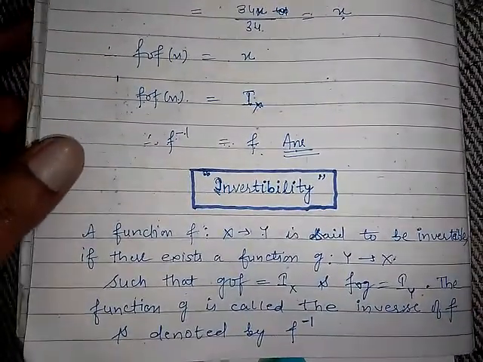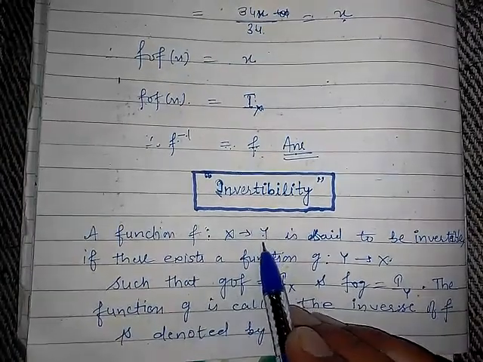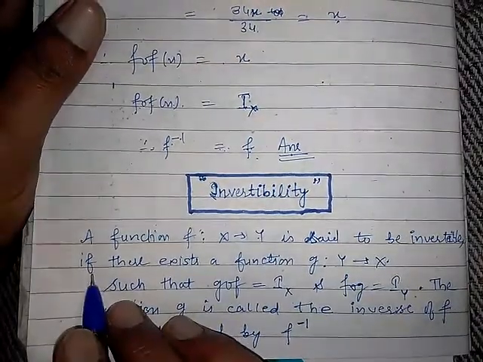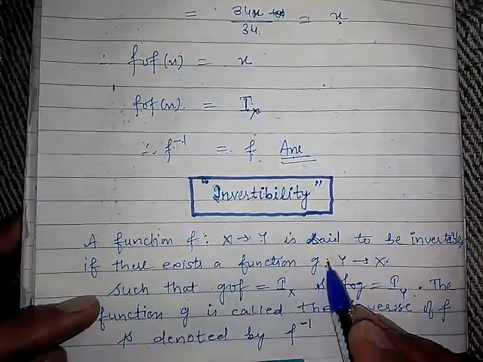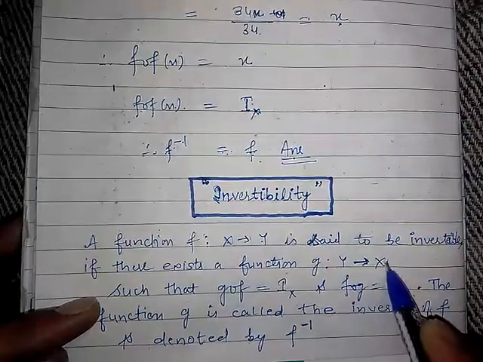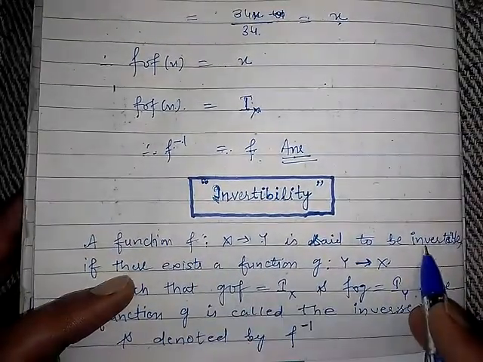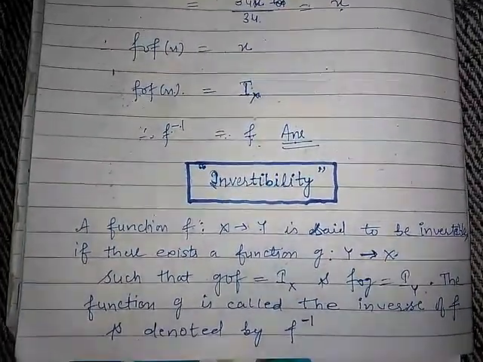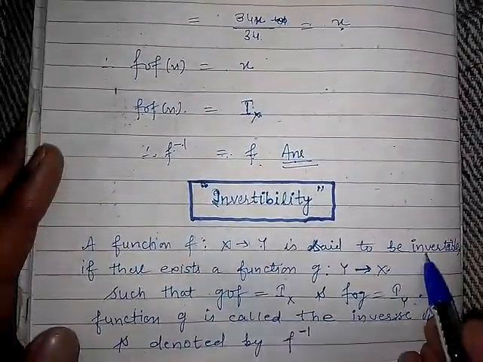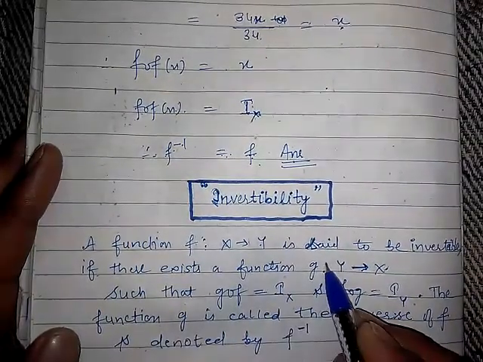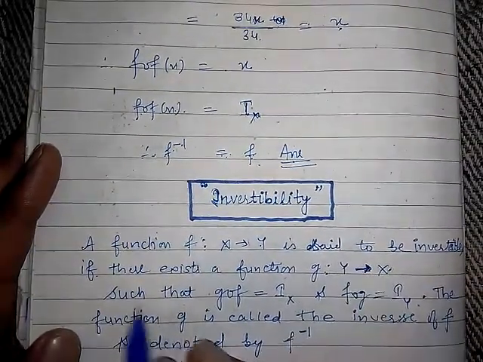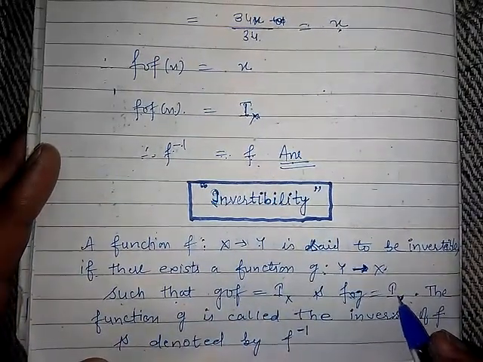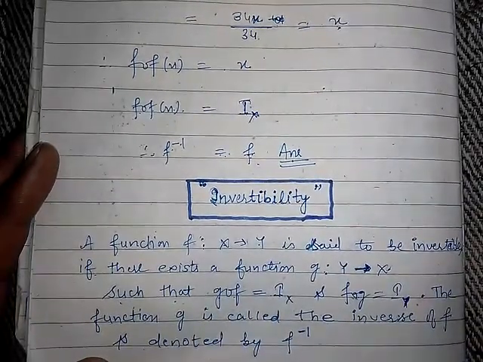A function f such that x is mapping to y is said to be invertible if there exists a function g such that y is mapping to x. Clear? As the name suggests, inverted. Inverted means ulta. So a function f mapping from x to y is said to be invertible if there exists a function g such that y maps to x, such that gof is equal to Ix and fog is equal to Iy. Clear? So these are the conditions for invertibility.